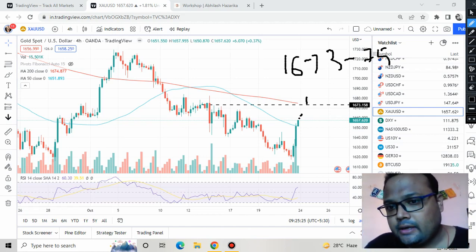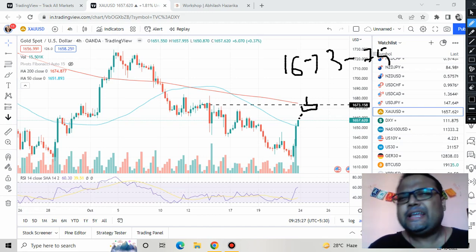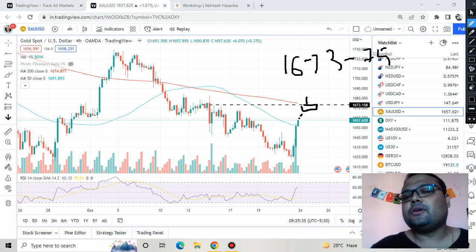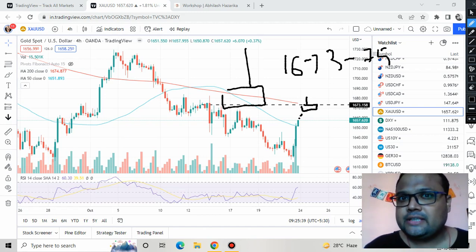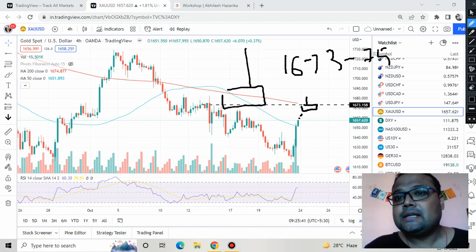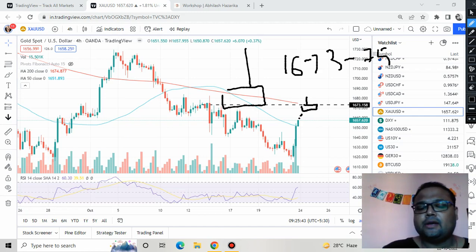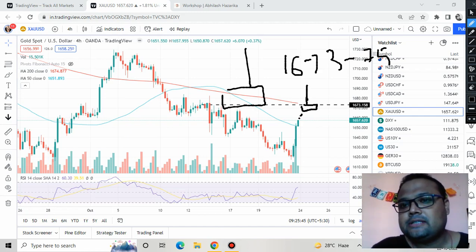correction again. If you get some kind of correction, at least you can expect a profit of 30-40 pips again. So if market reverses, or if market shows signs of price rejection from above around 1673-75, you can consider a sell position. You can consider a sell position around 1673 to 75 level.